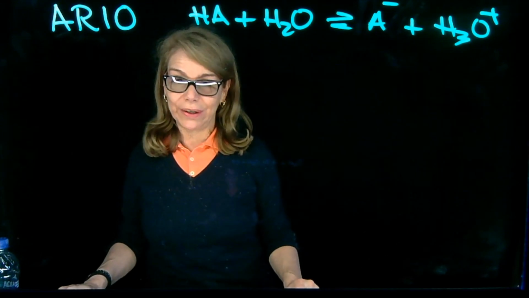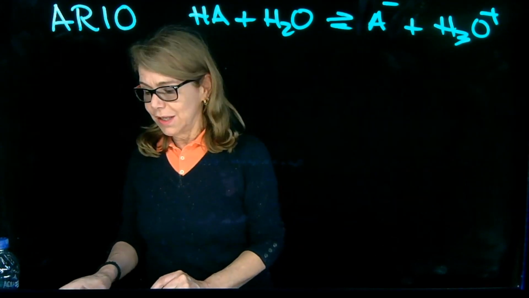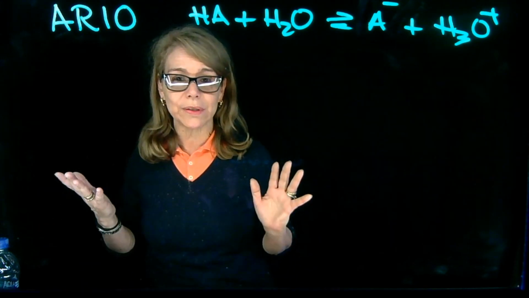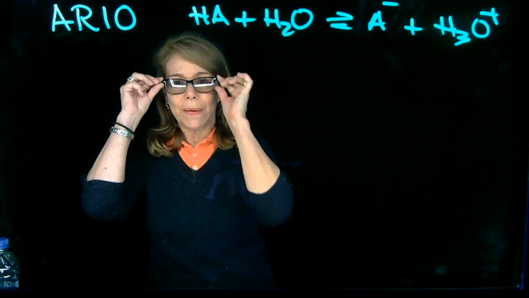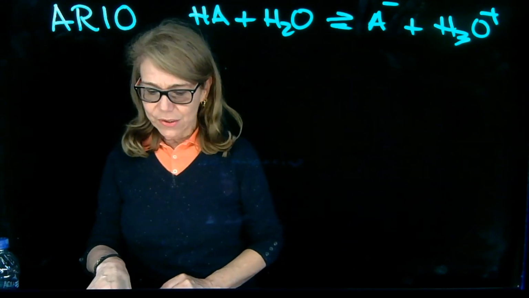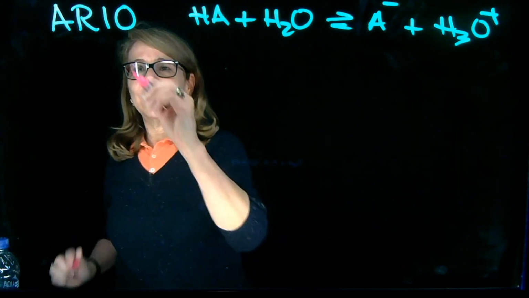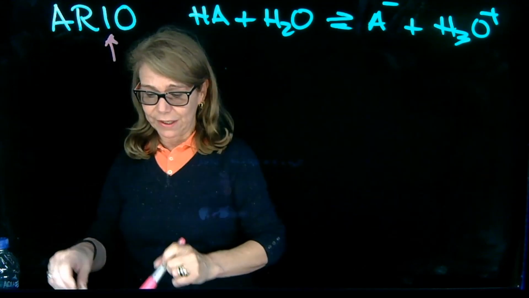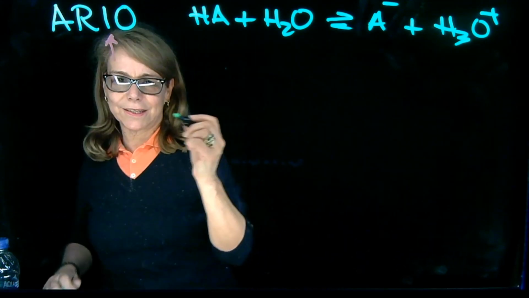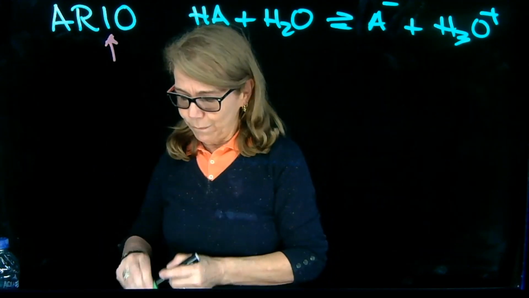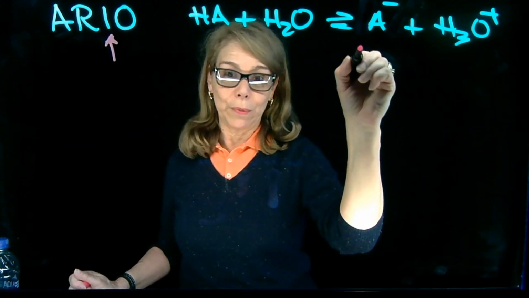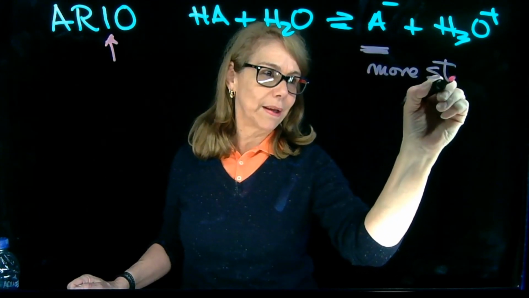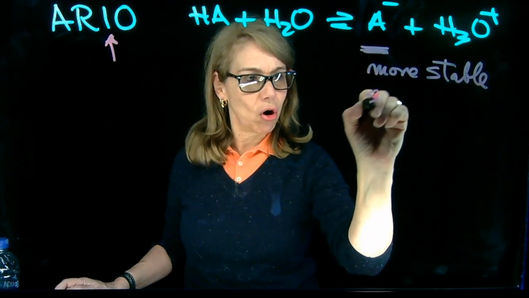We're going to continue analyzing using this tool, ARIO, to assess acidity and to see if we can make predictions of acid strength based on this qualitative tool. So now we're going to talk about the inductive effect. Let's analyze another series of acids. And remember, when we're making predictions, the more stable the conjugate base, the stronger the acid.